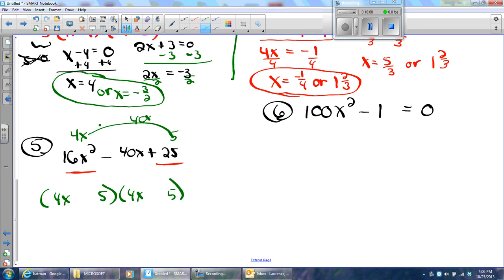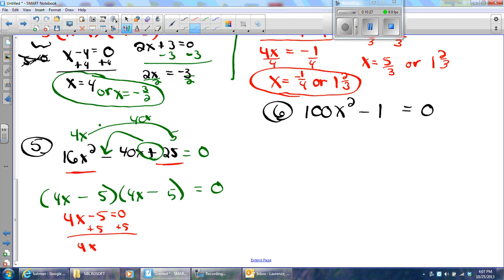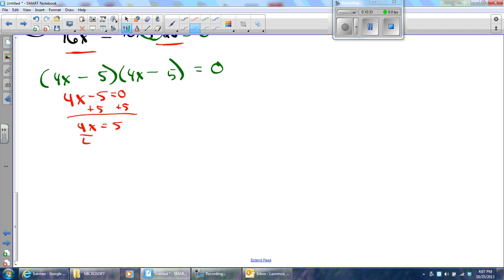I got a plus here. It means that sign shows up twice. Minus, minus. This equals 0. It's supposed to equal 0. I must have not written it. Now, I'm going to set 4x minus 5 equal to 0. I'm going to solve for x. 4x is going to equal 5, which means that x is going to equal 5/4 or 1 1/4.